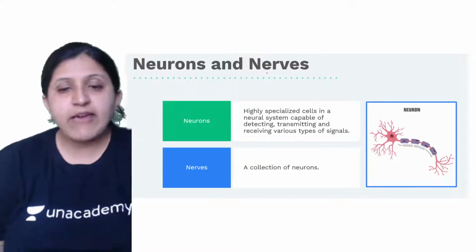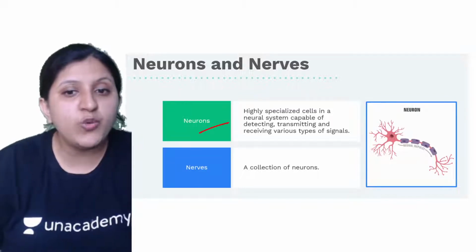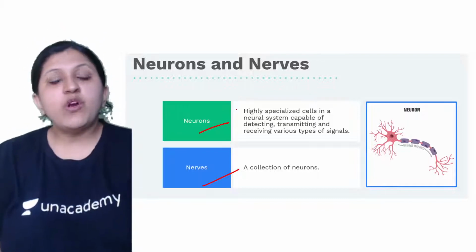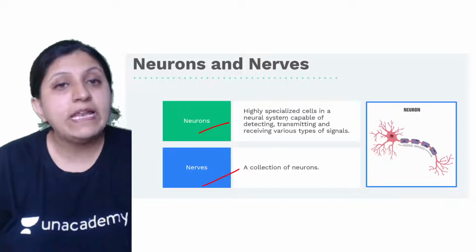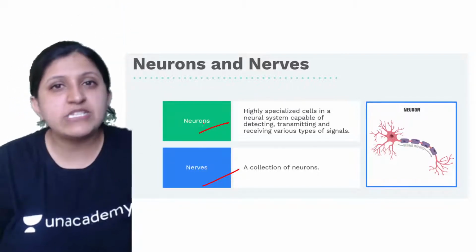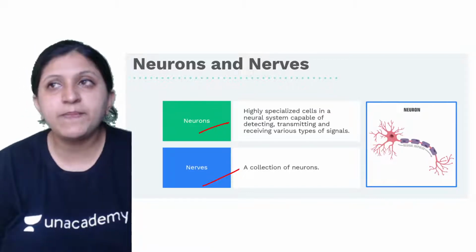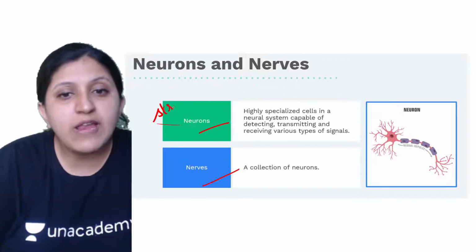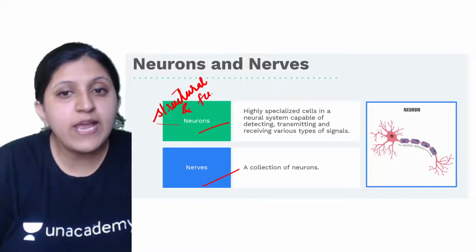Okay, so let's have a look at the neurons and the nerve. What exactly is the difference between a neuron and a nerve? Neurons are highly specialized cells in the neural system. The neural system is the central nervous system and the peripheral nervous system, so we can find them everywhere. In the nervous system mainly, we find these structural and functional units.